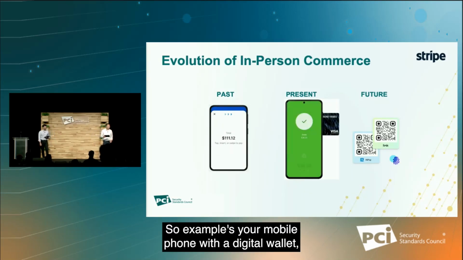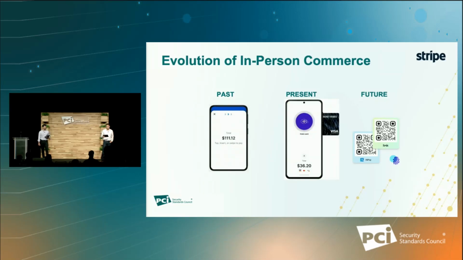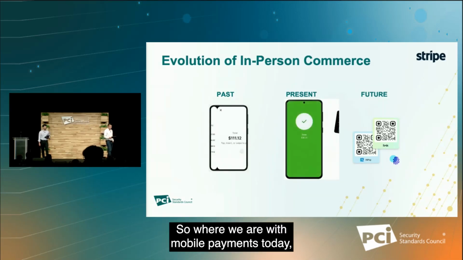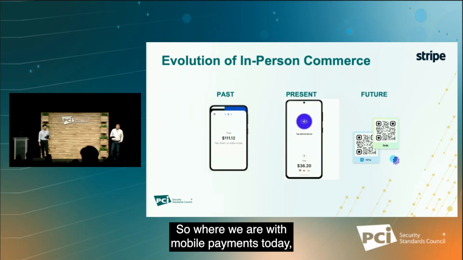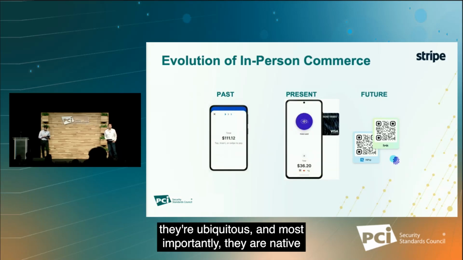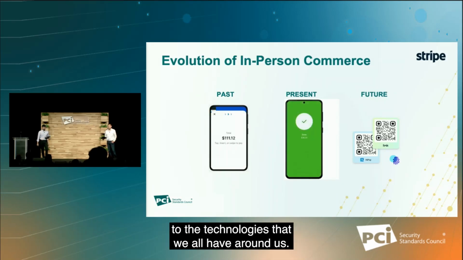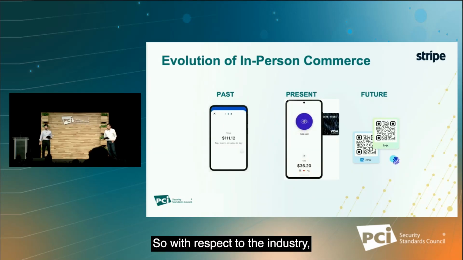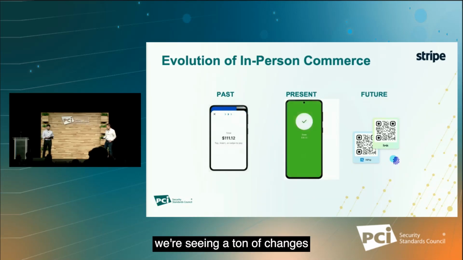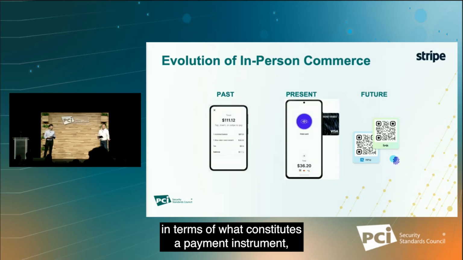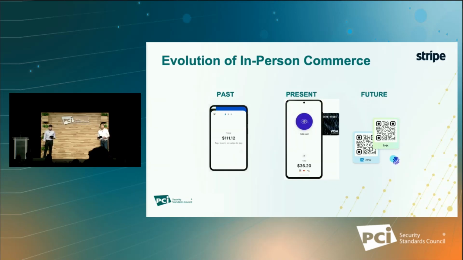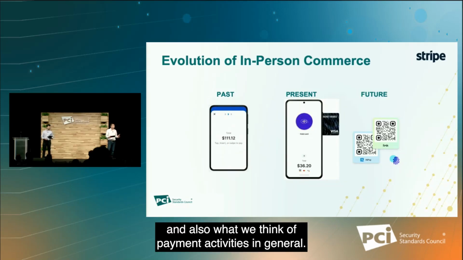So examples, your mobile phone with a digital wallet or wearable, for example. That's pretty cool. So where we are with mobile payments today, they're ubiquitous. And most importantly, they're native to the technologies that we all have around us. So with respect to the industry, we're seeing a ton of changes in terms of what constitutes a payment instrument, what comprises a payment terminal, and also what we think of payment activities in general.